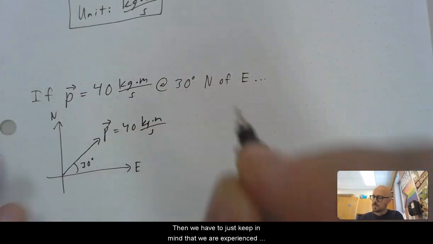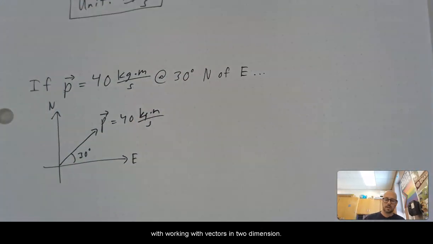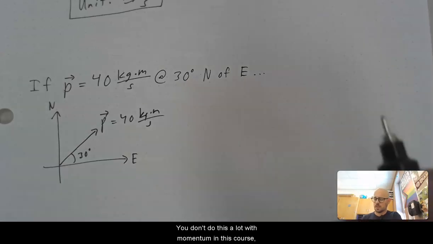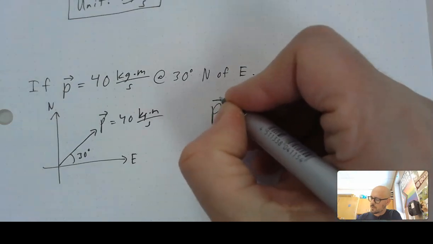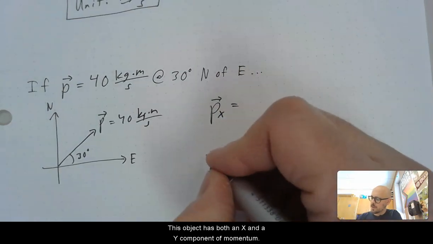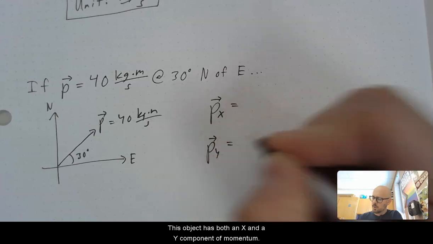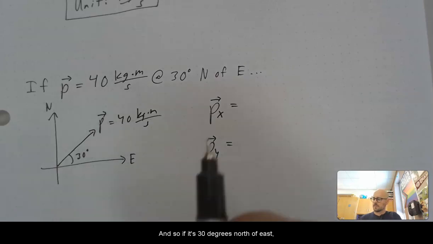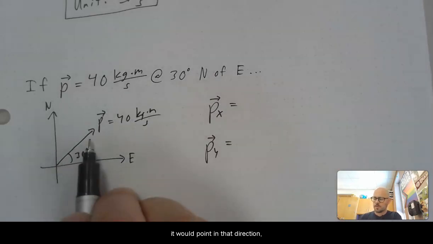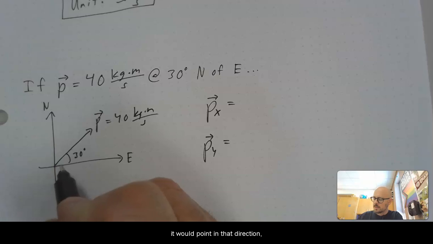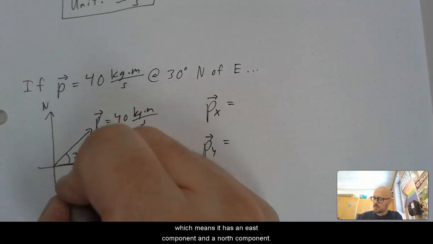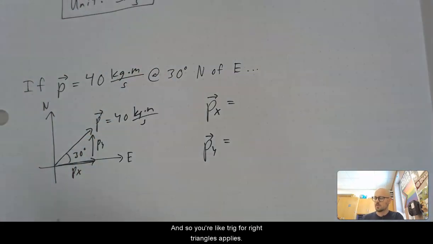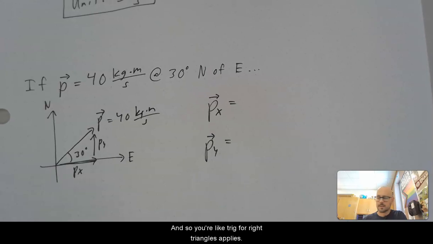then we have to just keep in mind that we are experienced with working with vectors in 2 dimensions. You don't do this a lot with momentum in this course, but it will come up. This object has both an x and a y component of momentum. And so if it's 30 degrees north of east, it would point in that direction, which means it has an east component and a north component. And so your trig for right triangles applies again.